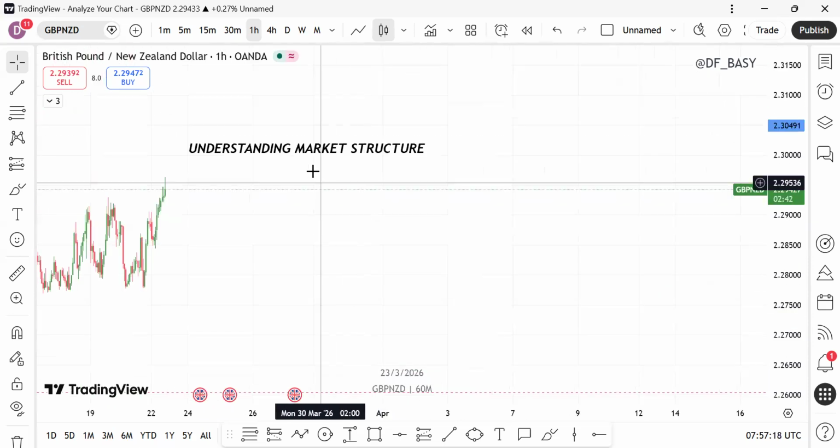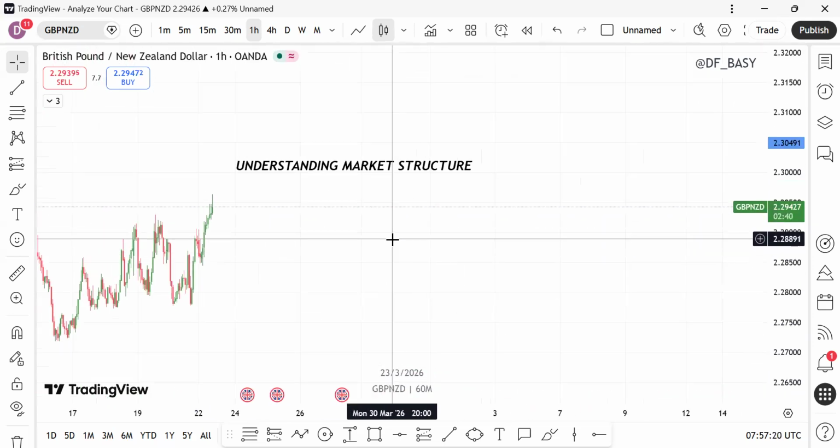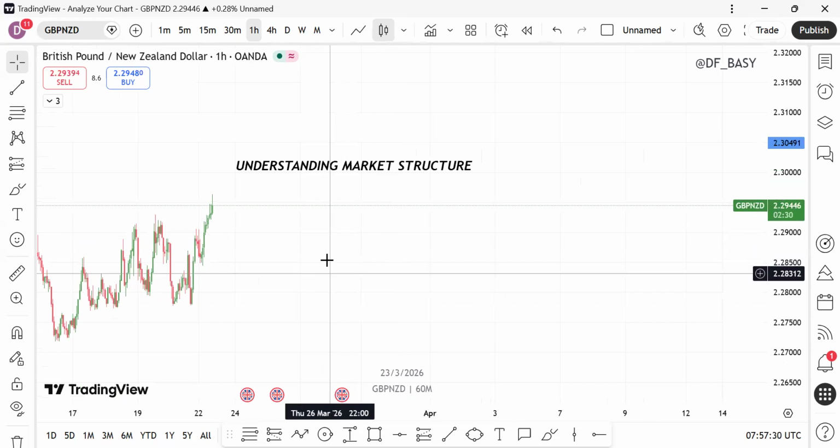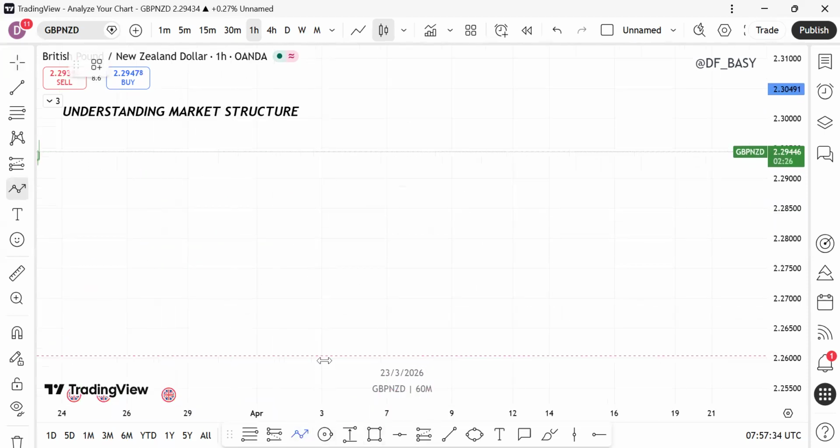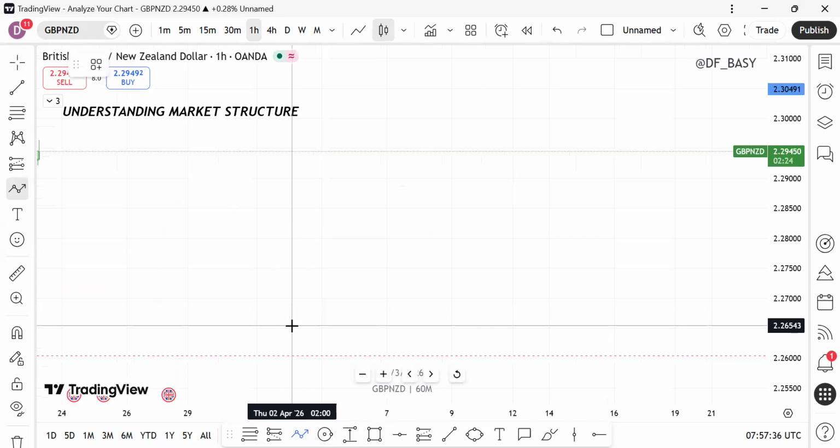So now, market structure is, like I explained, simply how the market moves, right? How the market operates, be it in crypto, Forex, stocks, futures, bonds, or whatever you're trading. Market structure is the price movement of the market, showing the pattern in which it moves.